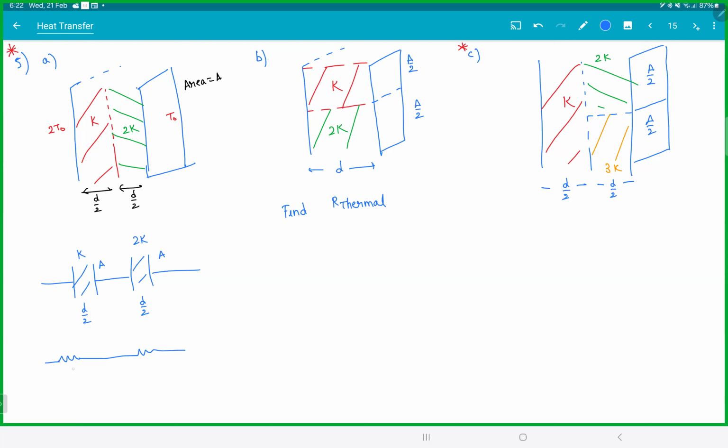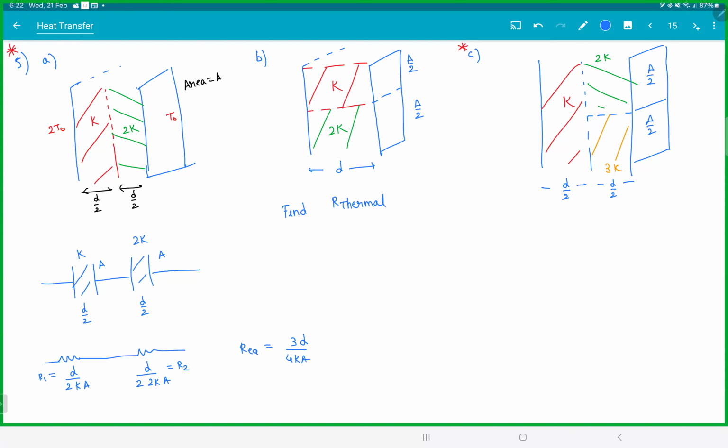Its resistance will be length, length is D by 2, K, area. This resistance is D by 2, 2K, area. So this is R1. This is R2. So R equivalent will be R1 plus R2. So that will be 3D by 4K. Easy.